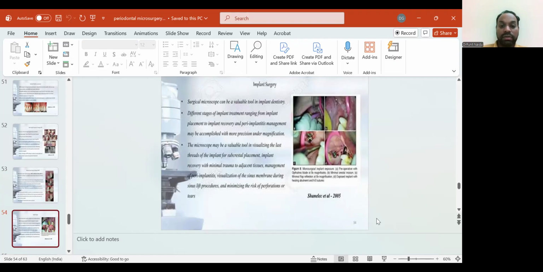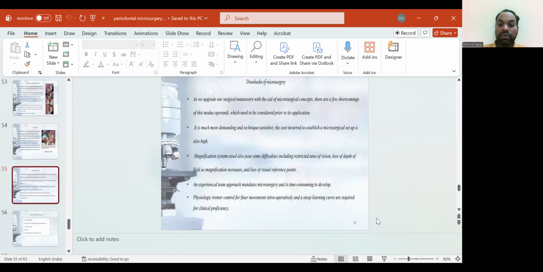Implant surgery. The surgical microscope is a very valuable tool in implant dentistry. Different stages of implant treatment, ranging from implant placement to implant recovery and peri-implantitis management, are accomplished with more precision under magnification. The microscope may be a valuable tool in visualizing the last threads of the implant for subcrestal placement, implant recovery with minimal trauma to adjacent tissues, management of peri-implantitis, visualization of the sinus membrane during sinus lift procedures, and minimizing the risk of perforations or tears.